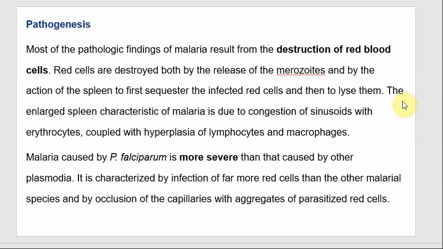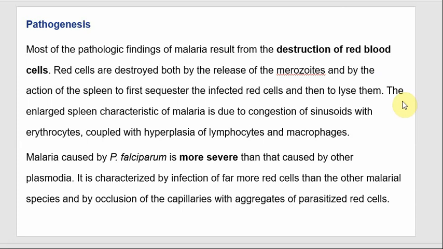Most of the pathogenic findings of the malaria result from the destruction of the RBC. Red cells are destroyed both by the release of the merozoite and by the action of the spleen to first sequester the infected RBC and then to lyse them. The enlarged spleen characteristic of malaria is due to the congestion of sinusoids with erythrocytes coupled with hyperplasia of the lymphocytes and macrophage. Malaria caused by Plasmodium falciparum is more severe than that caused by other plasmodia.